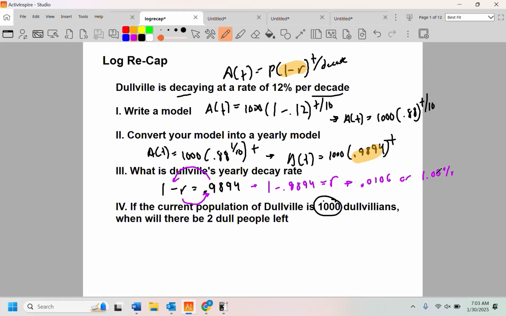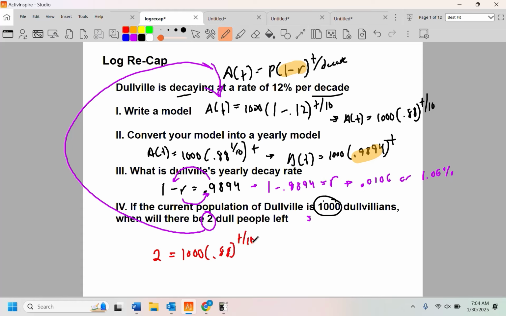Part 4, if the current population of Dullville is 1,000 Dullvillians, when will there be 2 dull people left? So we're just going to take that 1,000 and we're going to put it, evidently Milbrath needs to wake up today. We're going to take this 2, we're going to put it right there. That's the one I wrote earlier. So 2 equals 1,000 times 0.88 to the t over 10. And I'm going to do this one by and large by hand. I am.